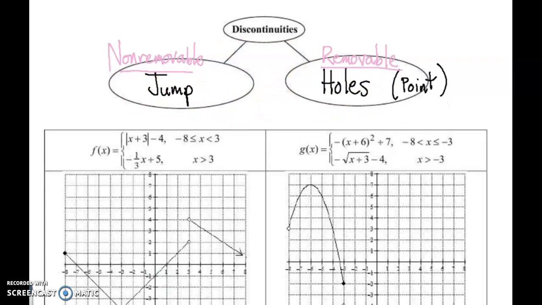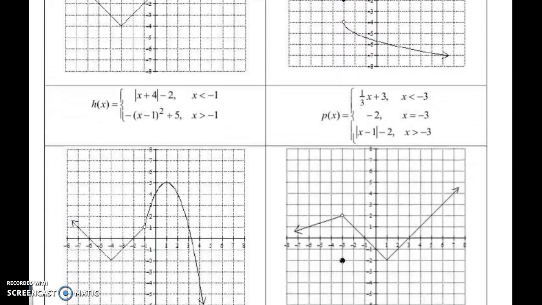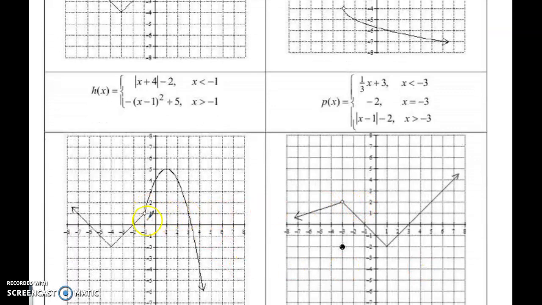The quick explanation is, if you look at a graph and there's a jump in the graph, then it's going to be a jump discontinuity. So F and G have two examples of jump discontinuities. And then here's two examples of holes in the graph, but they're connected on the same side. Now I know some people look at this and think that's a jump, but because the left and the right side are approaching the same value, we're going to call them holes or point discontinuities.